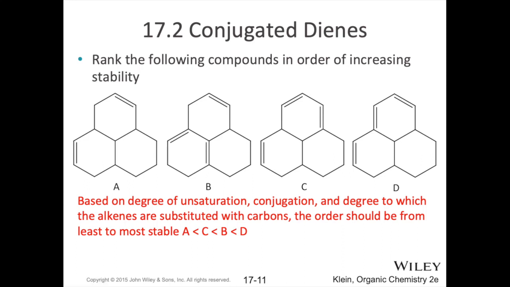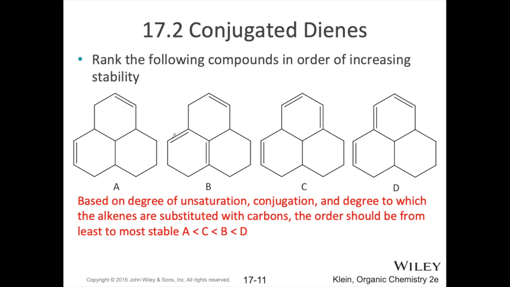Now, what's the tiebreaker between B and C, right? Why is B listed as more stable than C? To see that tiebreaker, you've got to go back to last semester where we looked at alkene stability in general. Remember, the more substituted your double bonds, the more substituted your alkene, the more stable it's going to be.